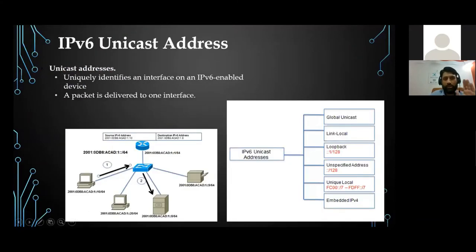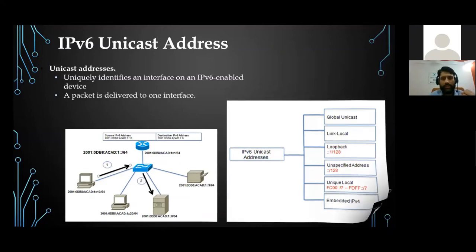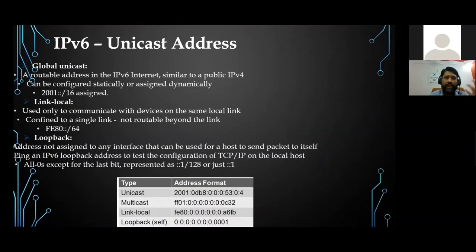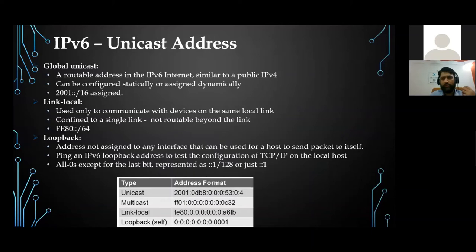Now coming to the unicast address, the first type. You know what unicast is: every interface, every device has a unicast address. There are different types of unicast. We'll focus on the main or core unicast addresses, and data is given for all of them, but I'll definitely put focus on global unicast, link local and loopback, which are widely used. Unicast is the address for a single one. It could be global unicast. Global unicast is nothing different from the public address in IPv4.